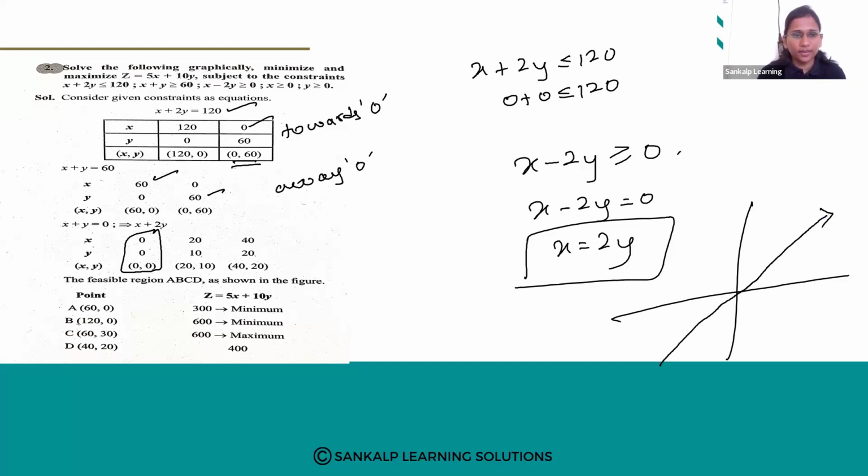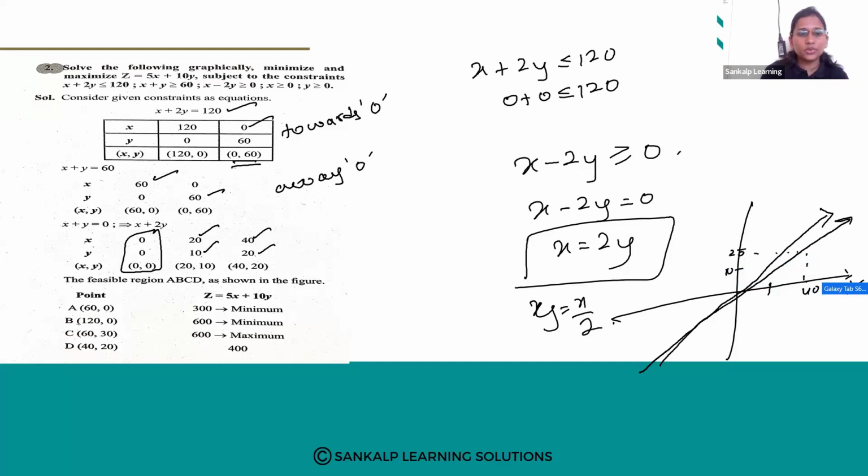X is 2 times of y. That means x is larger, y is smaller, so it will be leaned a little bit towards the x-axis, passing through the origin, but not the identity function, because x is 2 times y. If x is 20, y is half of that, because you can write y equals x by 2. If it is 40, this is 20. So if x is 20, y is 10. If this is 40, this is 20. So the line is leaned towards the x-axis a little bit.